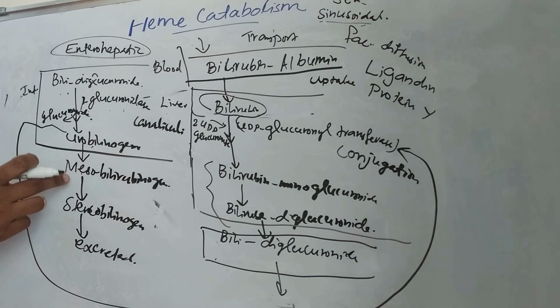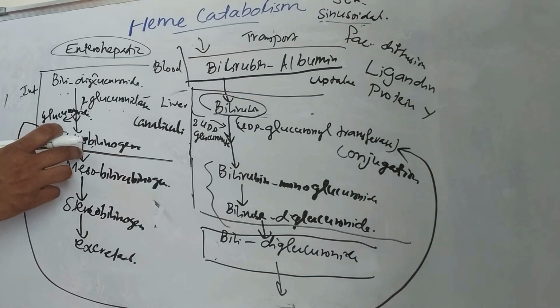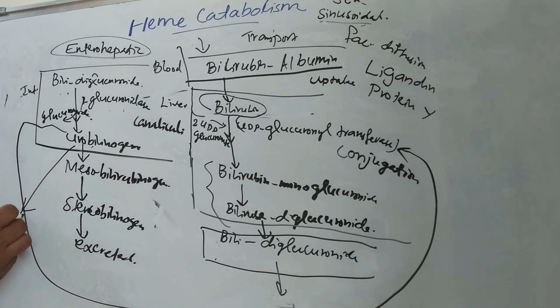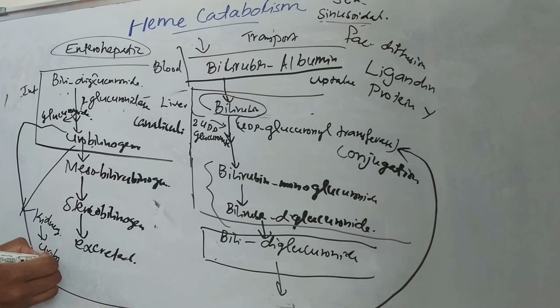Then a small amount of this urobilinogen enters the kidney. Then in the presence of air, auto-oxidation occurs and it produces urobilin. It is an orange yellow pigment which contributes to the normal color of urine, and these are excreted.